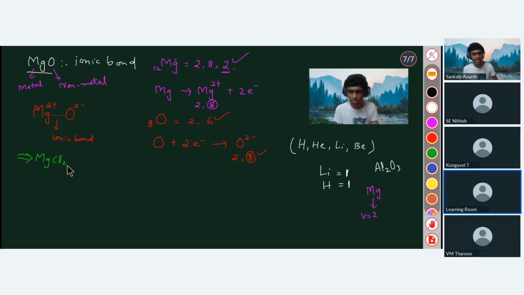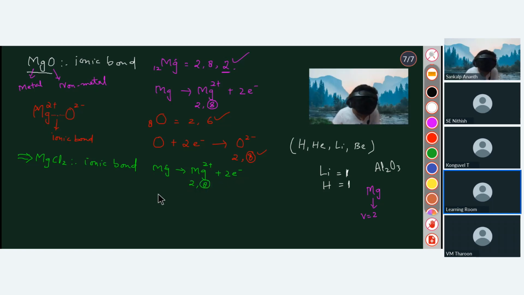Okay, if I write this, that is MgCl2, yes sir, I will tell you. So there will also be an ionic bond here. Let us see how it is actually formed. Magnesium, I already told you, has 2, 8, 2 electrons, so it will just lose two electrons in order to complete its octet. So I will write it like this: it now has 2, 8, so the octet is complete. Now these two electrons will be taken, one by one chlorine and the other by another chlorine.